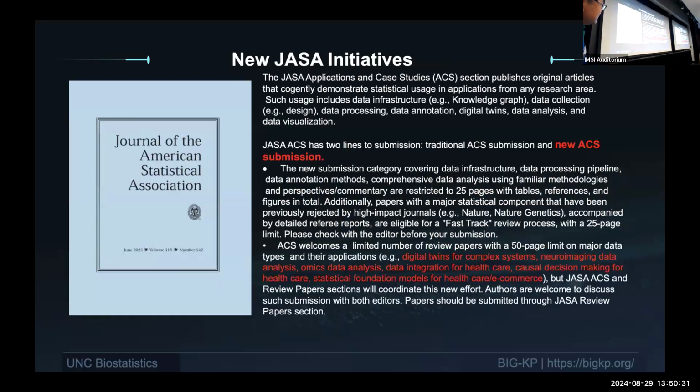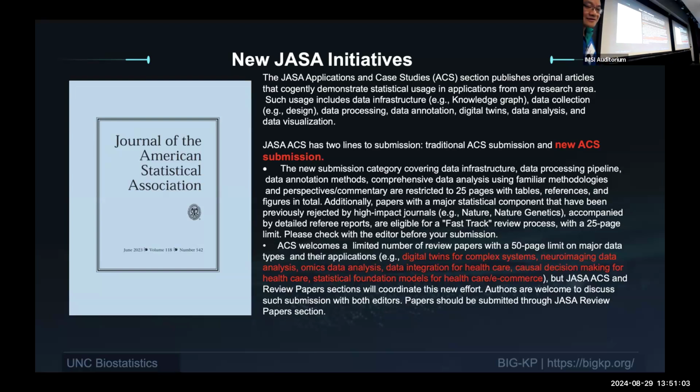And also, because I'm the next editor of JASA SAS, we made a lot of new JASA initiatives. There are two most important things. We have new JASA SAS submissions. Basically, one is the short communications. And we have made a lot of changes to our review systems in order to accommodate this.